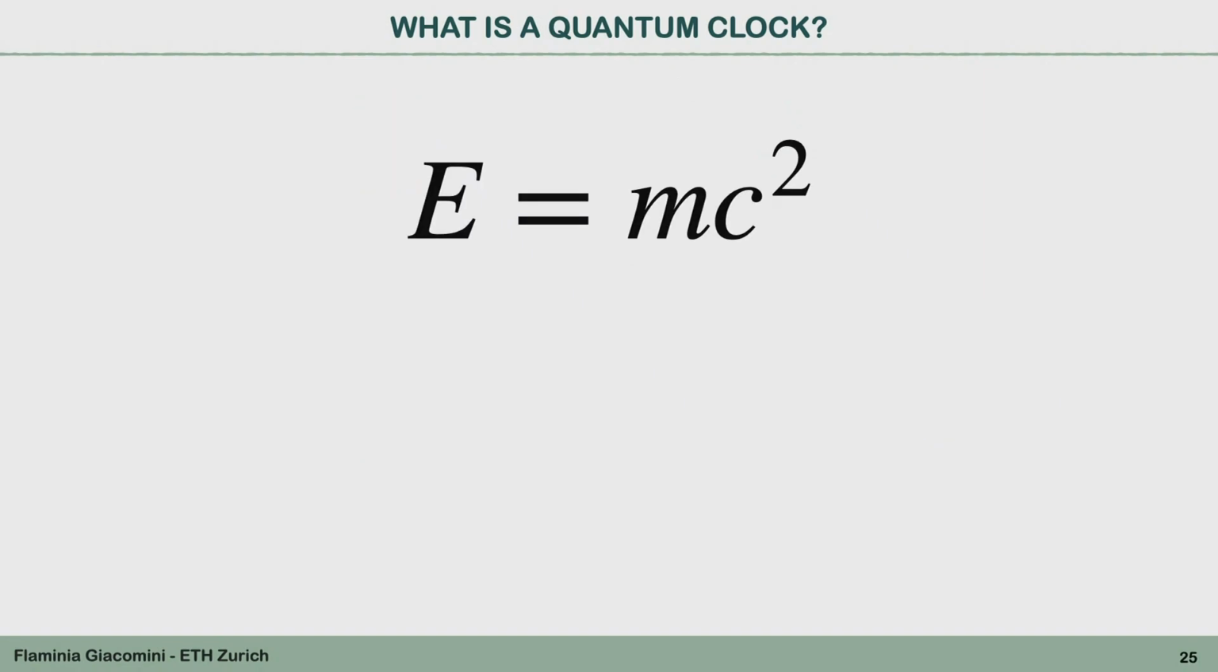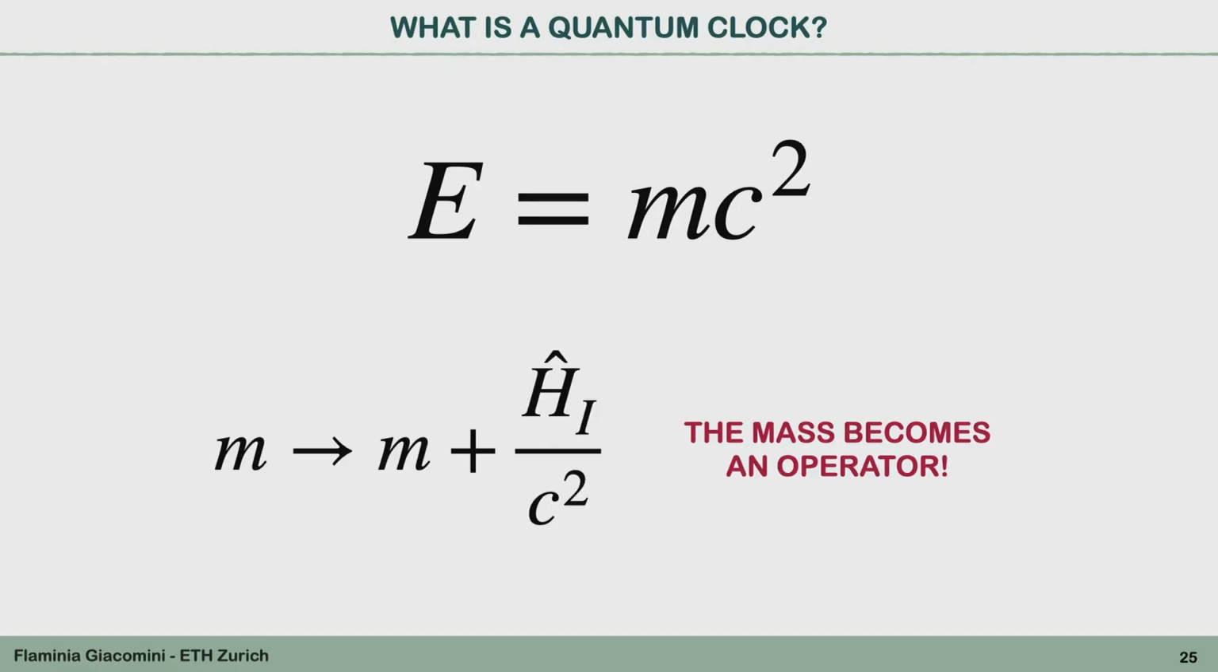But then we have something else. In special relativity, we know that the internal energy of a system contributes to its mass. But the internal energy in this case is an operator, so the mass becomes an operator. Now this sounds a bit out of nowhere, but actually it's useful, because we use this mass-energy equivalence as an effective way of writing down the Hamiltonian of a quantum clock in a classical gravitational field.